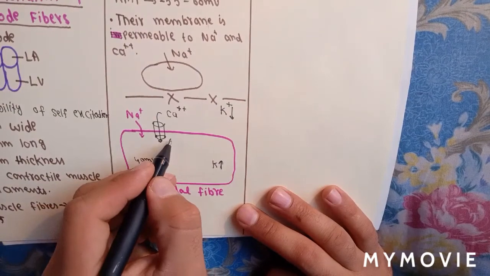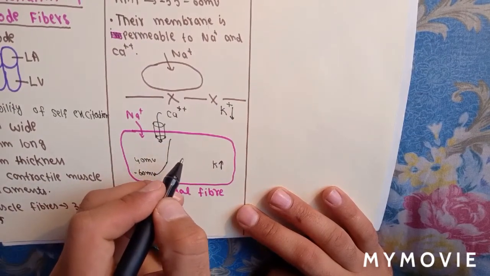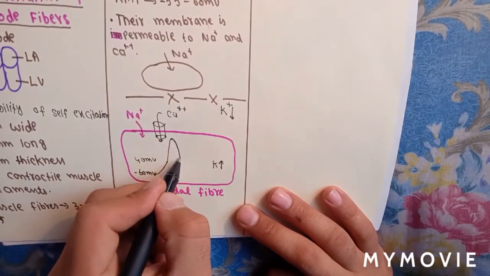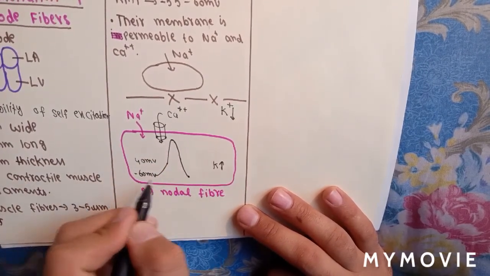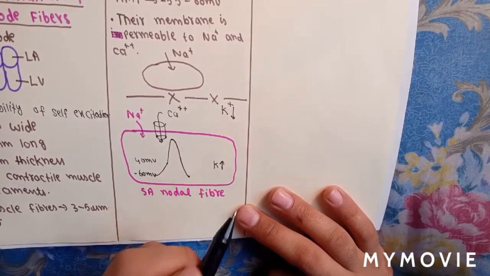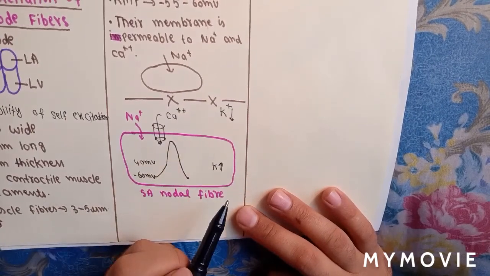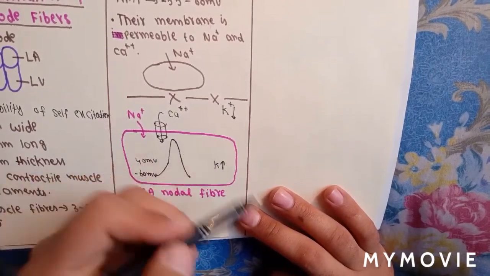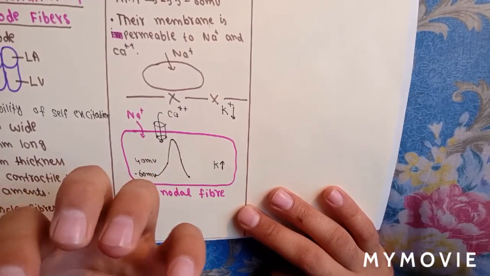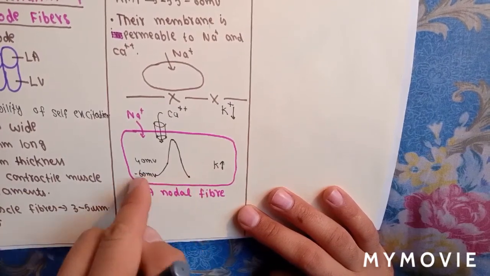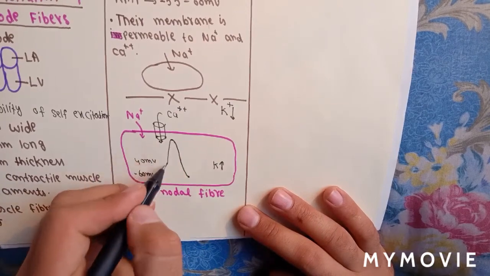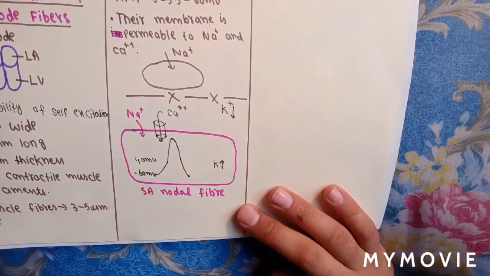So the inside of the cell becomes more negative and the outside becomes positive, meaning it comes back toward the resting condition. This is repolarization, which is due to the outward movement of potassium ion. Here the potassium ion continuously moves outside and causes hyperpolarization, meaning it becomes very negative, and minus 60 millivolt occurs. So this graph represents depolarization and this represents repolarization.